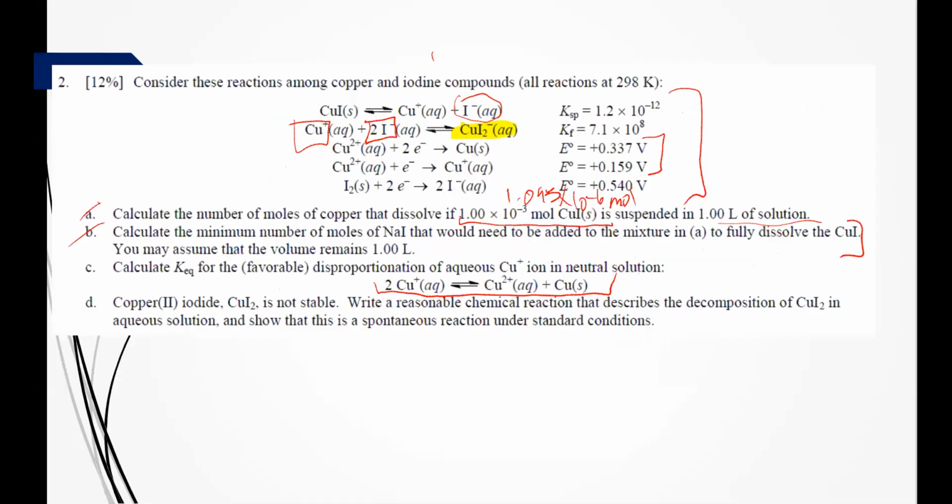The last part is that it says that our metal iodide is not stable, right? And so it wants us to describe the decomposition of it in an aqueous solution, and then show that it is a spontaneous reaction. So that's kind of us looking at our decomposition of that copper iodide, right? So it's us taking CuI2 minus and then having it decompose, right? So we're going to make some space.